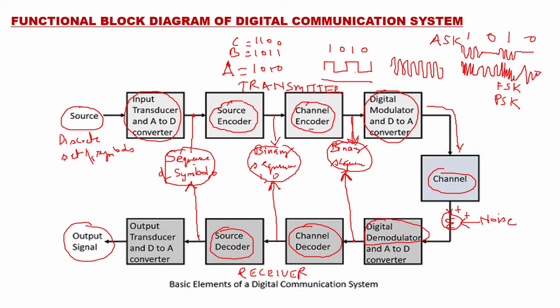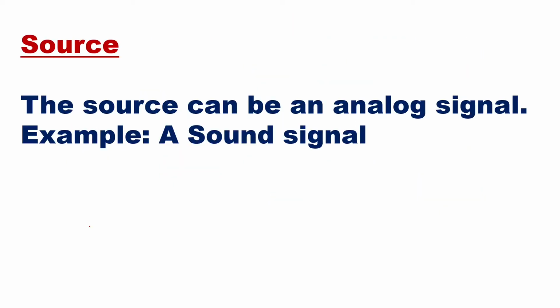Okay. And all these blocks we have explained. Now, turn by turn, we'll see a note on every block. Next, the source can be an analog signal, for example a sound signal, or it can be a digital signal also. But if it is an analog signal, then it has to be converted into a digital signal. That was our first block.